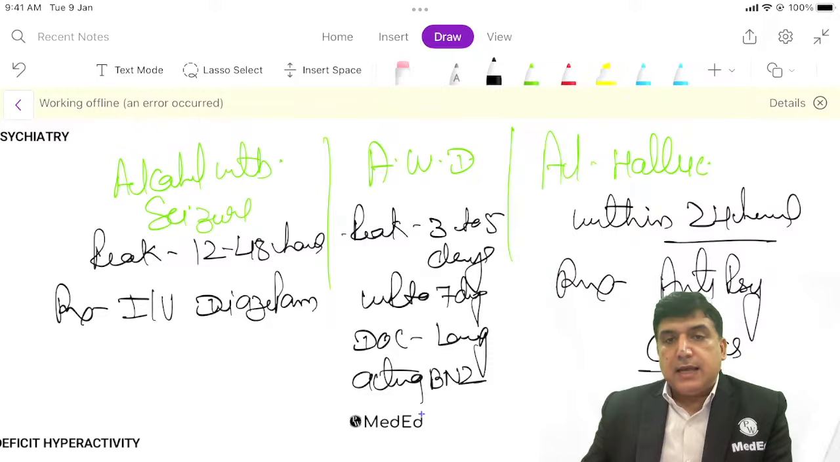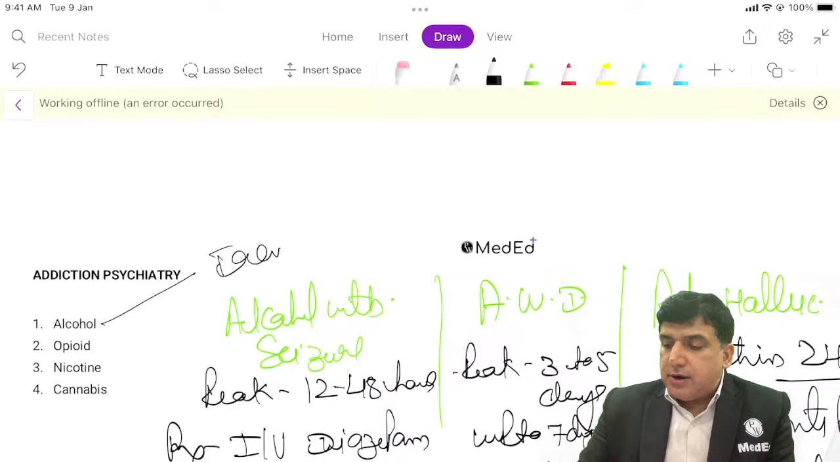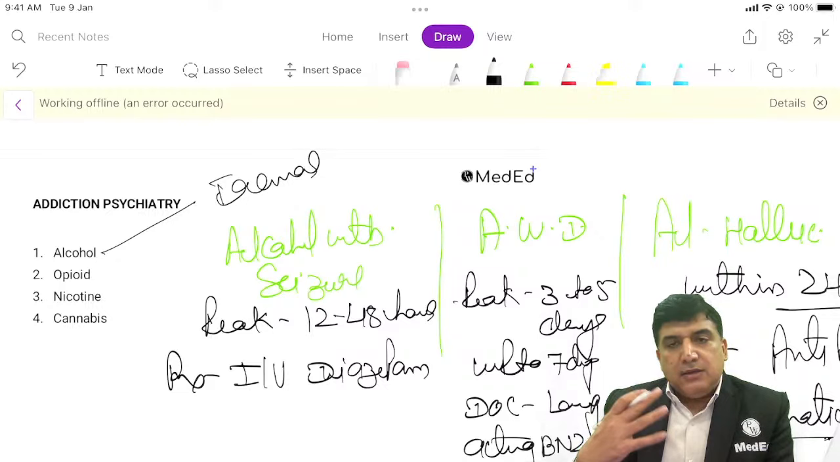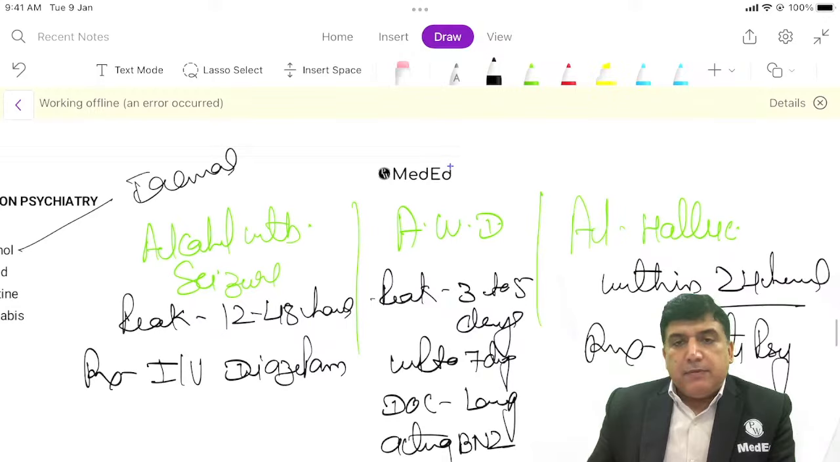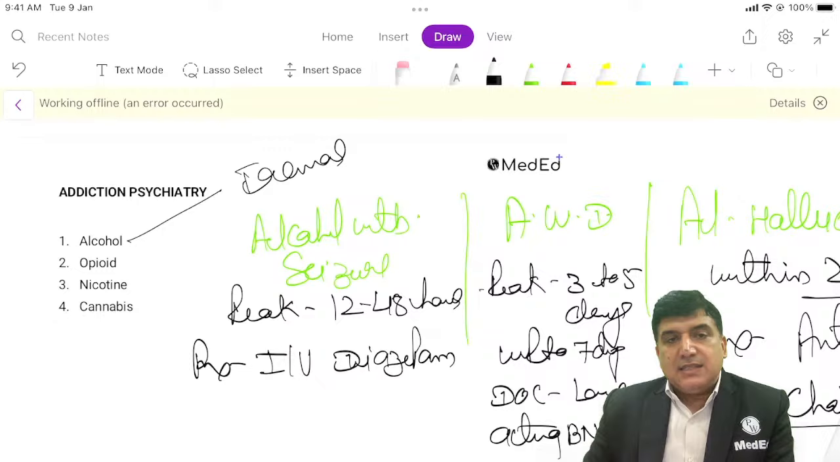This table again and again they are asking: most common withdrawal symptom in alcohol is what? Tremor. In opioid, be very careful, rhinorrhea, lacrimation, diarrhea, blood pressure changes are the withdrawal symptoms of opioid. I told you the long-term maintenance therapy we use in opioid is methadone and buprenorphine.